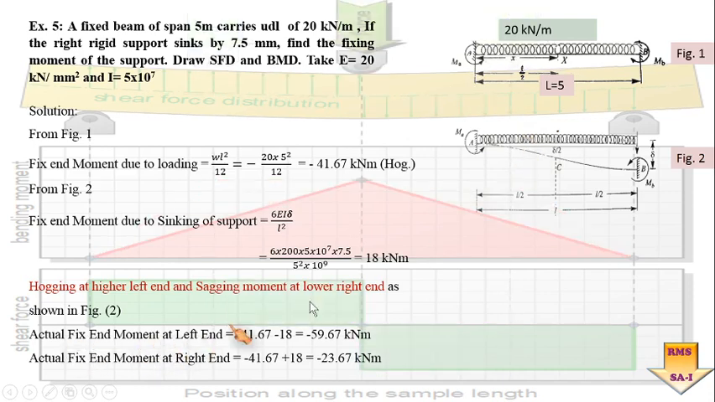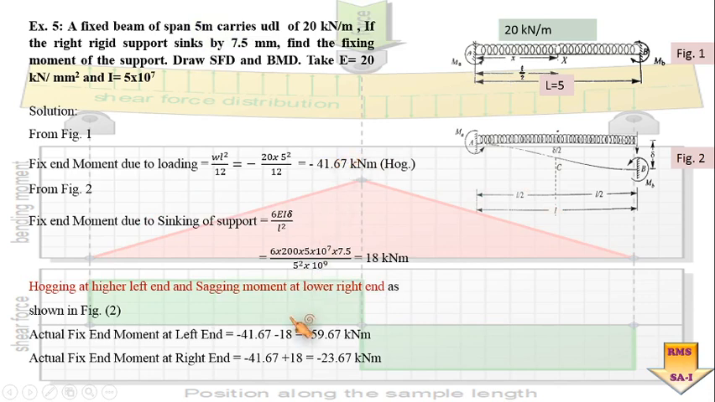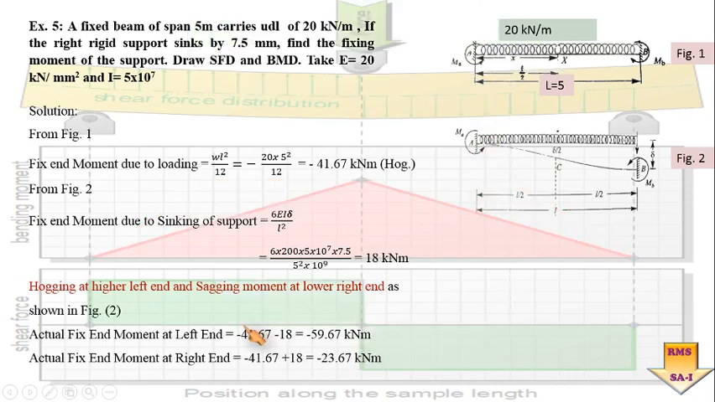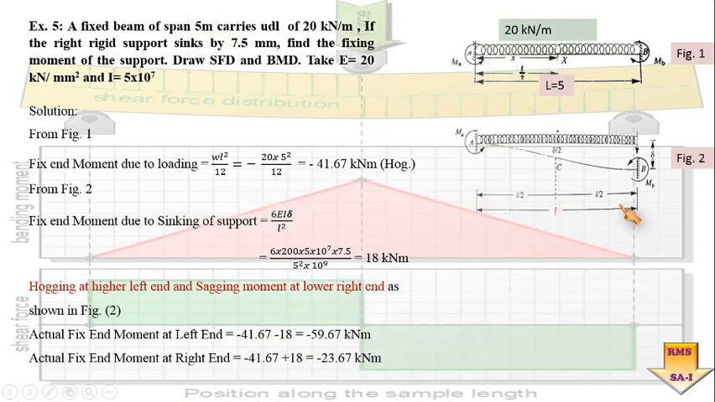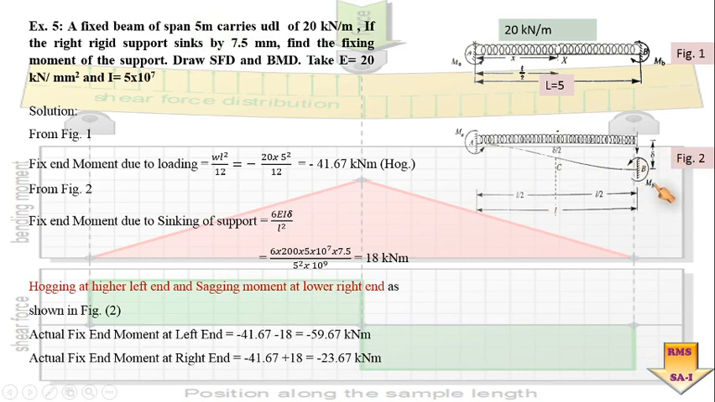So there will be the total effect of UDL along with the sinking. The actual fixed moment at the left hand support A will be equal to minus 41.67 at point A, which is due to the UDL imposed, minus 18. Fixed moment due to the UDL is minus, hogging, and this is also hogging, so minus and minus. Having the algebraic summation of these two, minus 41.67 minus 18 is equal to minus 59.67 kilonewton meter. Whereas on the right hand side at B support, combining both the effect due to the fixity and UDL imposed on the beam and the effect of the sinking at point B.